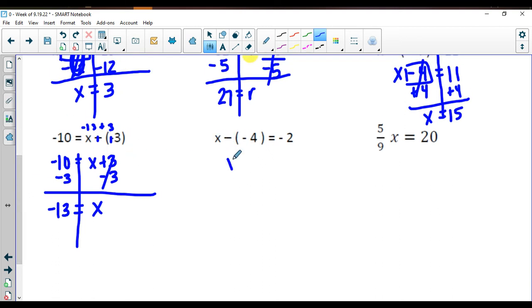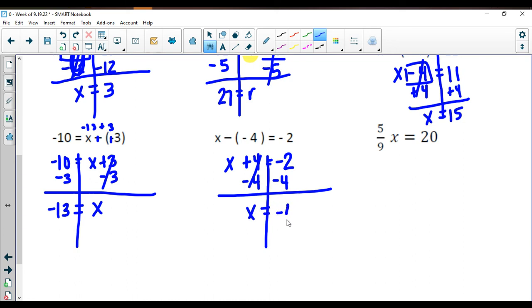Last one here, I'm going to rewrite as x plus 4 equals negative 2. X wants to be by itself. There's a plus 4. So to undo the plus 4, I do a minus 4. Doing that on both sides, I get x equals negative 6 over here, because negative 2 and negative 4 gives me a negative 6.